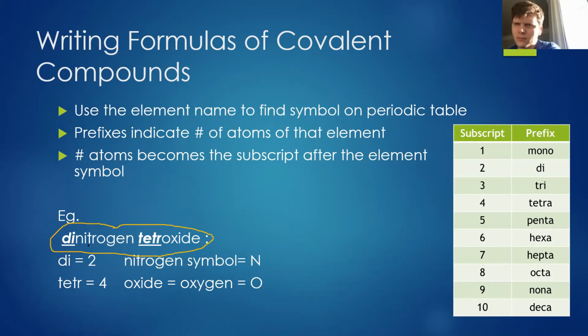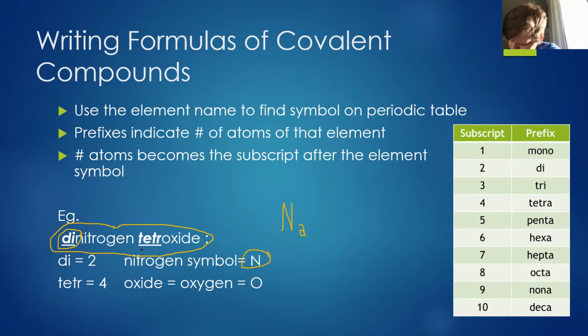So for dinitrogen, we'd have to look up nitrogen on the periodic table. We would write its symbol, which is just an N. And then the di part tells us how many. So di means 2, so we'd write N2. So that's the first part of our chemical formula.